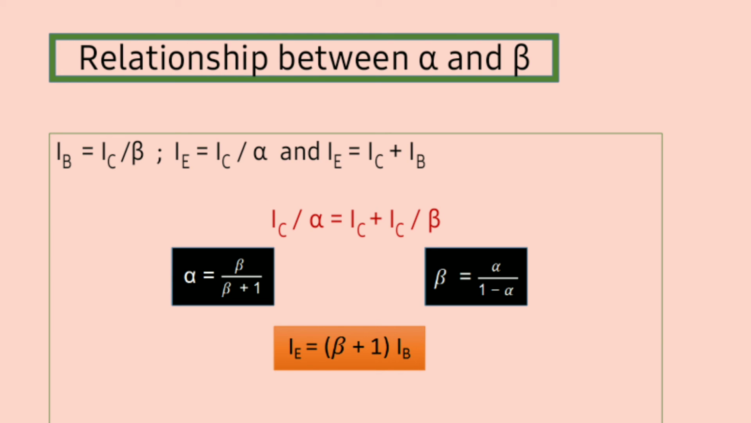Next we shall see the relationship between alpha and beta. IB is given as IC over beta, whereas IE is given as IC over alpha, and we know that the emitter current is equal to the collector current plus the base current. We substitute these values so that we obtain alpha as beta divided by beta plus 1, and beta as alpha divided by 1 minus alpha. Substituting the same values, we obtain IE equals beta plus 1 times IB.